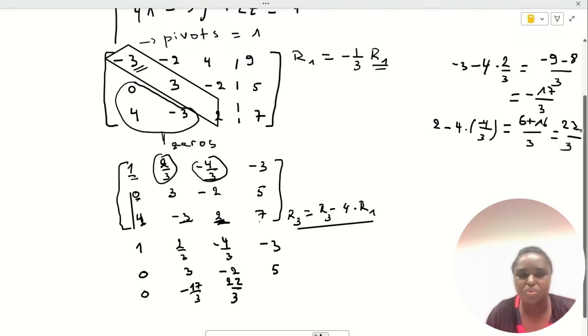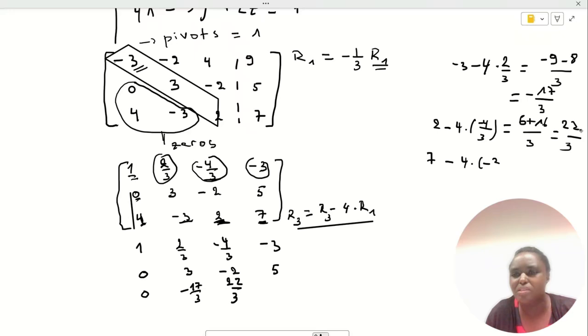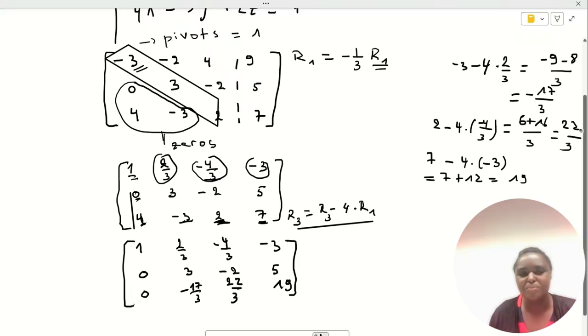And then we move on to this one, 7. Then this is 7 minus 4 times minus 3. And this is equal to 7 plus 12, which is equal to 19. So we get 19 here. Good? Great? And then next step, we will have to change this number 3 into 1. We need this one to be equal to 1.